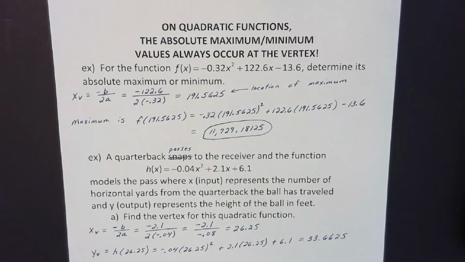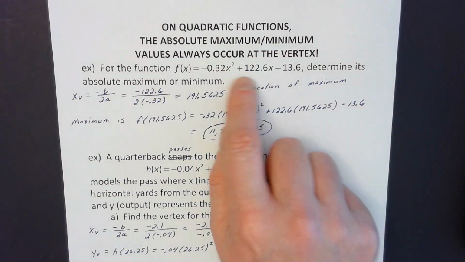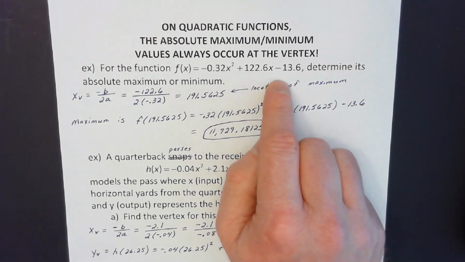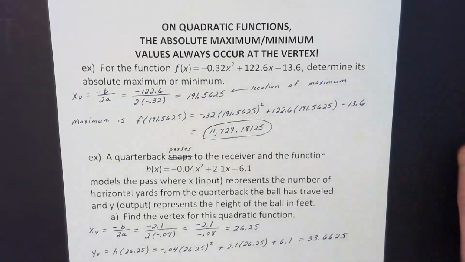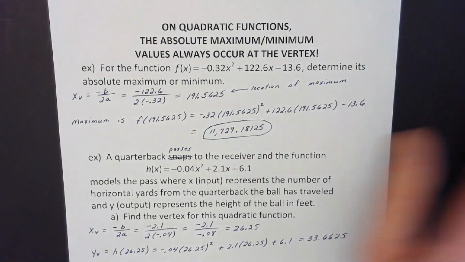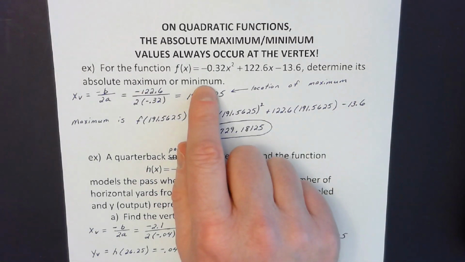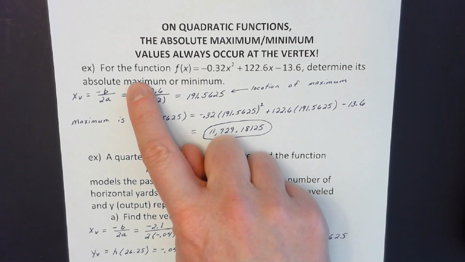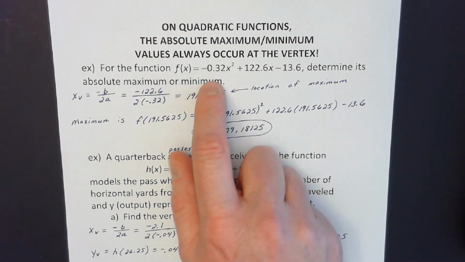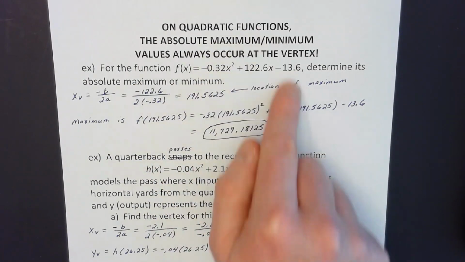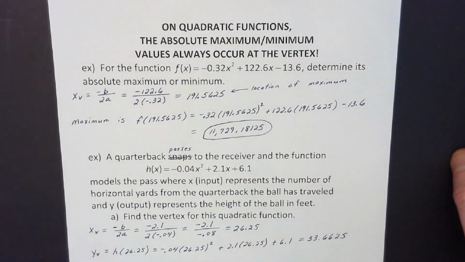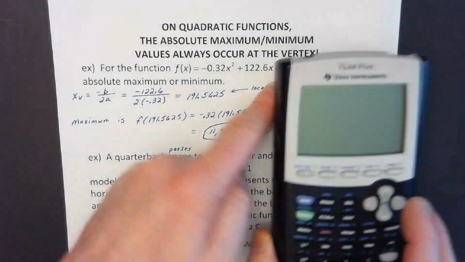No big deal there. So if I have one like negative 0.32x squared plus 122.6x minus 13.6, and I'm asking you to determine its absolute maximum or minimum, instantly we already know it has an absolute maximum. It's not going to have a minimum because this is a negative parabola. It's going to be pointing downward and it's going to have a top point. So you'll see I found the location of the maximum.